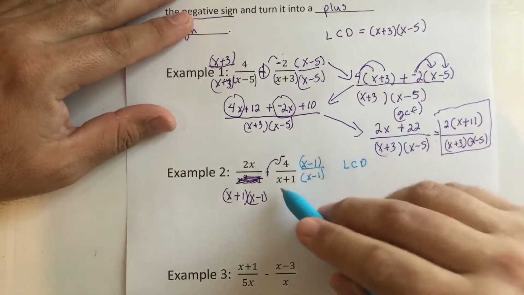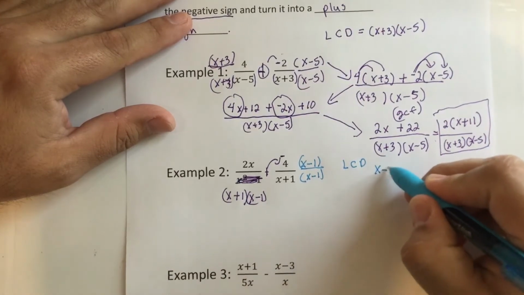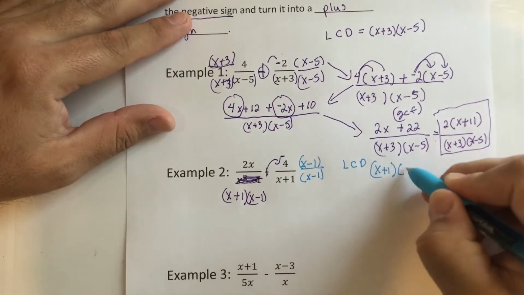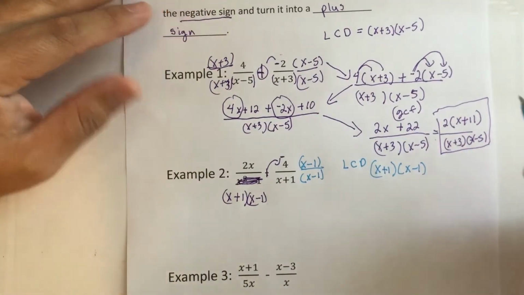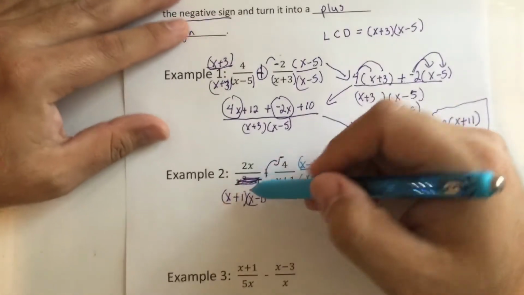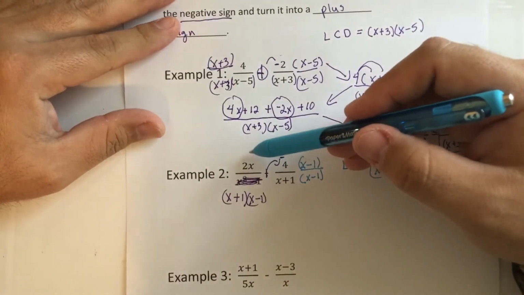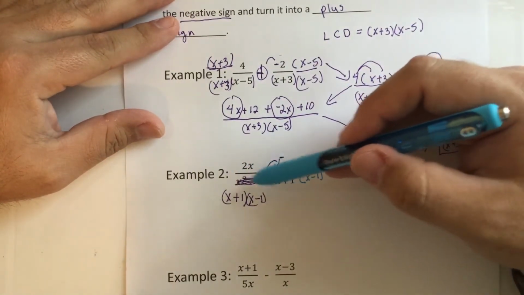So my LCD here is x plus 1 times x minus 1. And that's what should be in the denominator. The D in LCD stands for denominator or divisor. Okay. Now, when we look at this 2x, I didn't have to do anything with this 2x because it has the whole entire LCD.